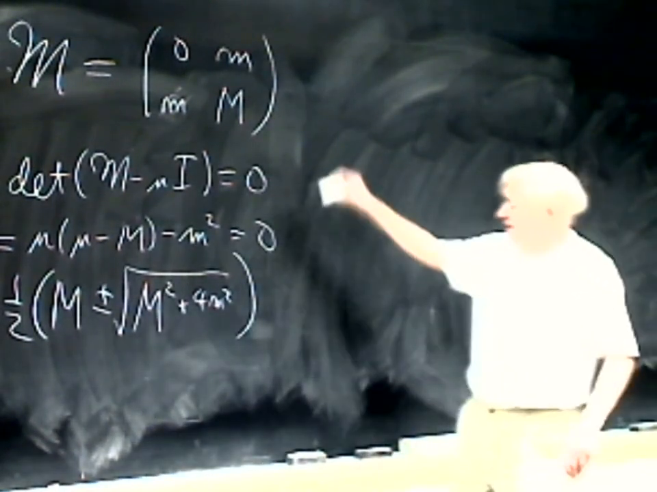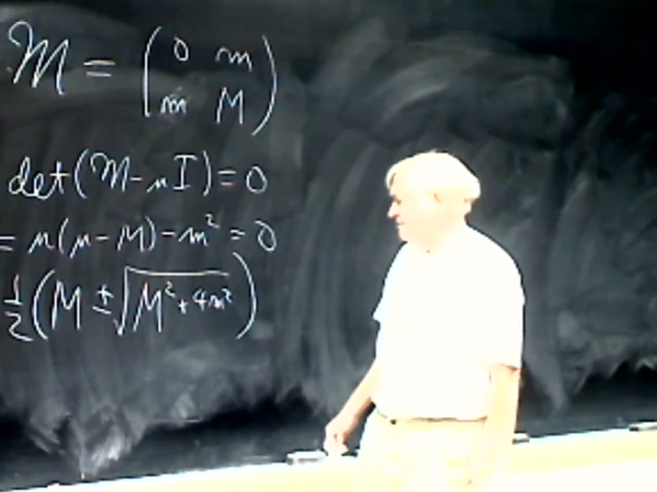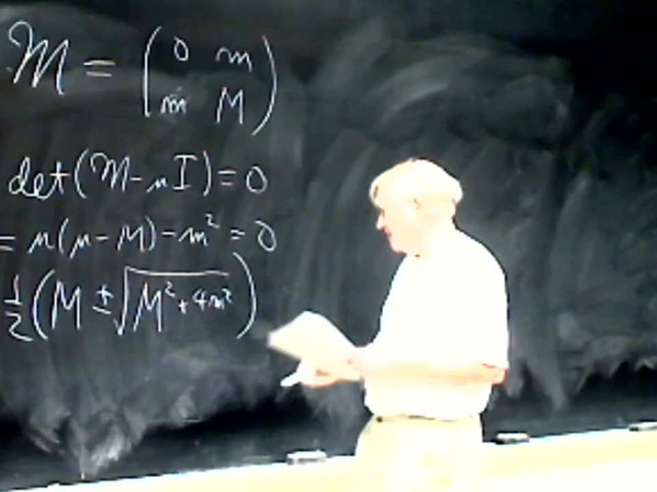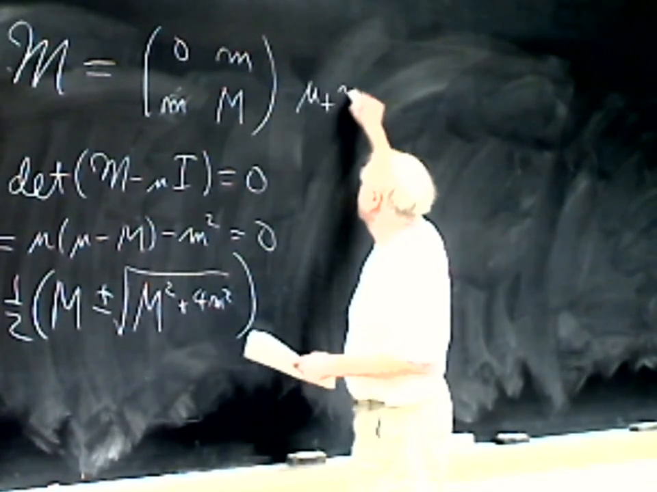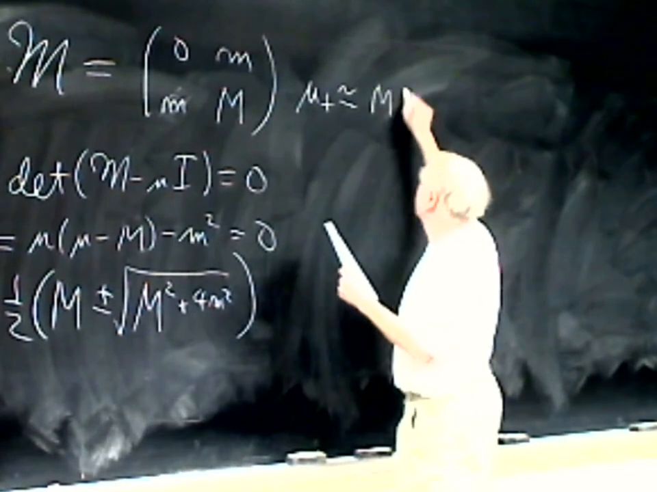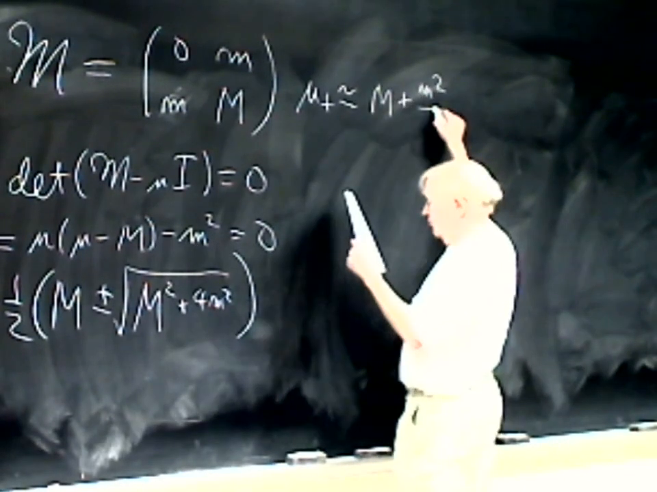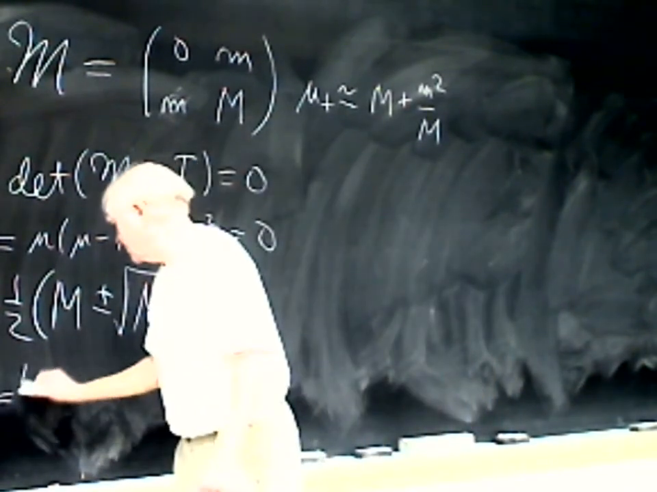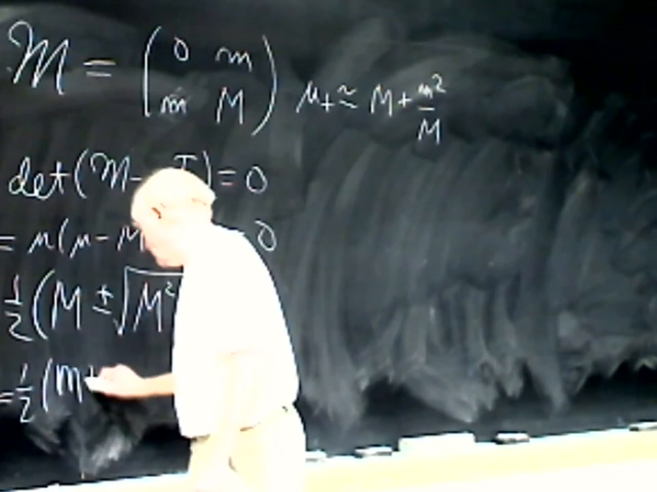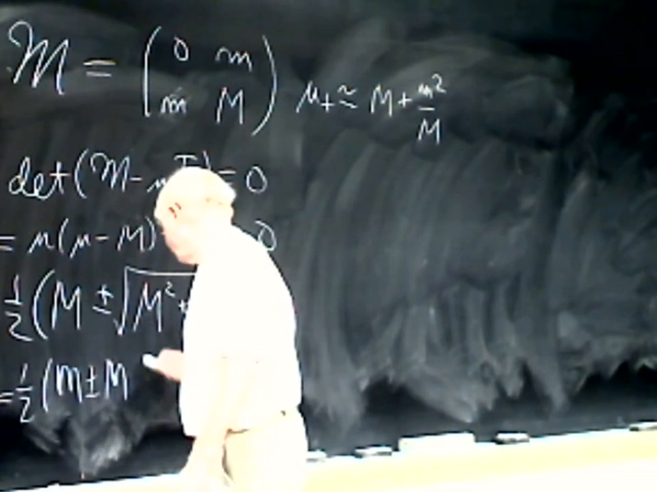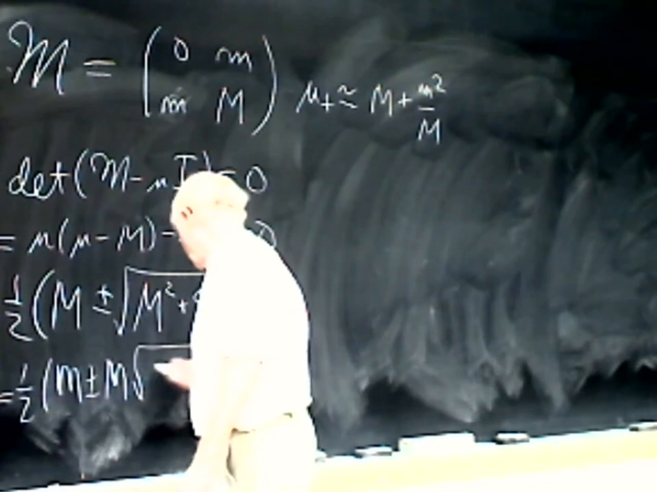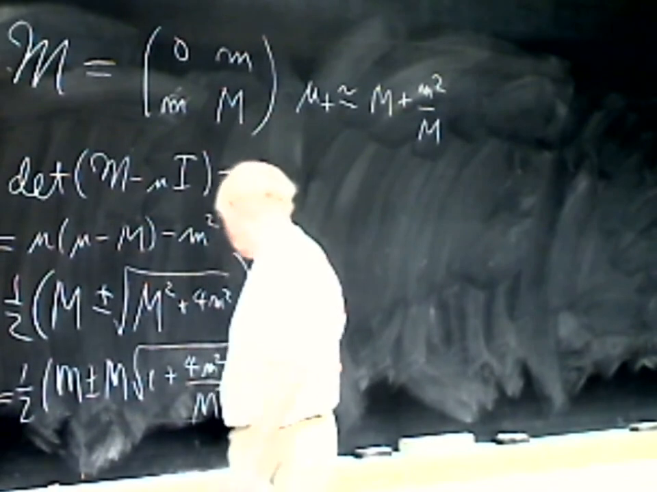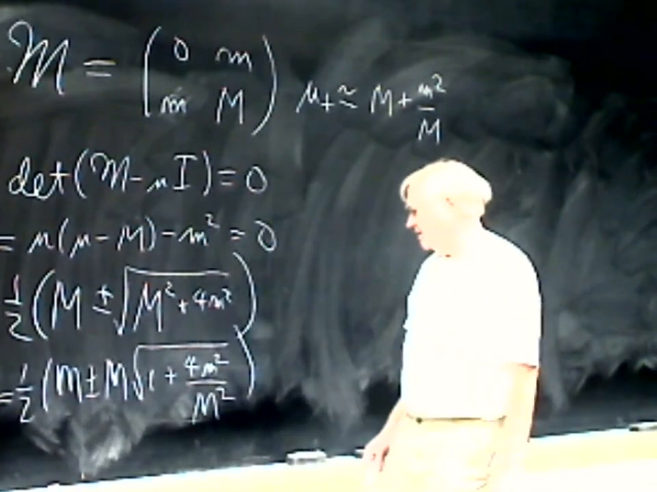So we're imagining then that M is huge, and so the big mass is M plus m, and we sort of ignore that. The big mass, mu plus, is approximately M plus m squared over M. That is to say, you pull out the M, you write this as 1/2 M plus or minus big M times the square root of 1 plus 4 m squared over big M squared. Then you expand this.